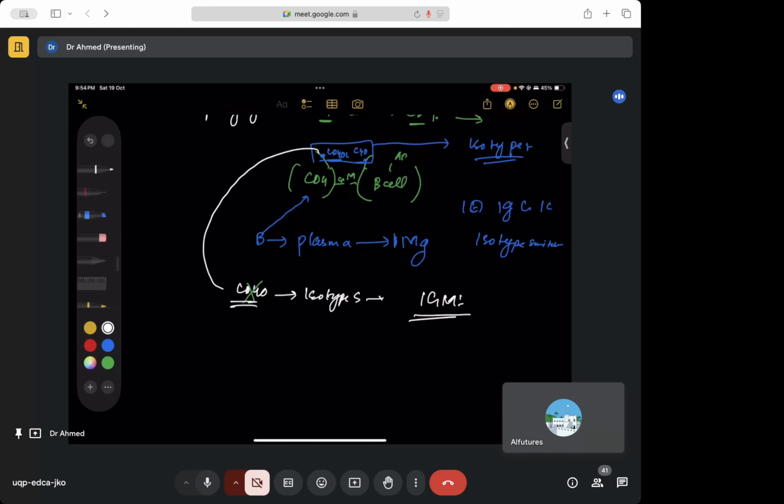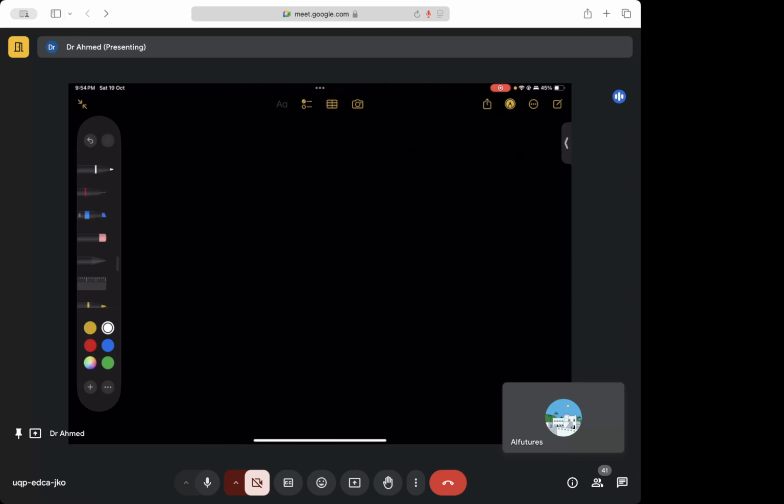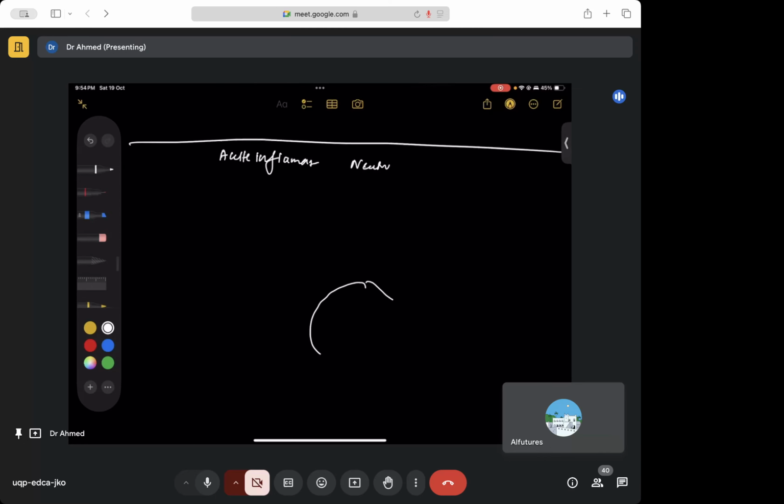Okay, now let's discuss acute inflammation. You guys are going to tell me, I think it's quite an easy topic. What happens in acute inflammation? Neutrophils first come. Okay, first of all, what happens? You have a receptor present on the surface of neutrophils. What's the name of that?